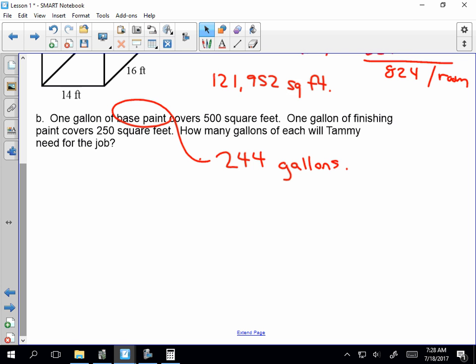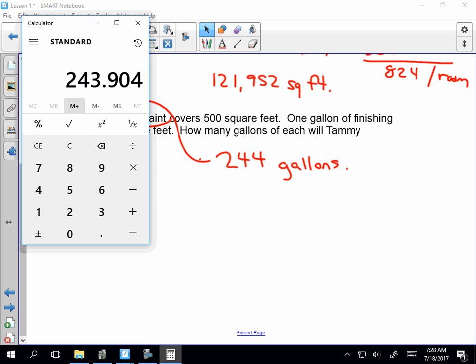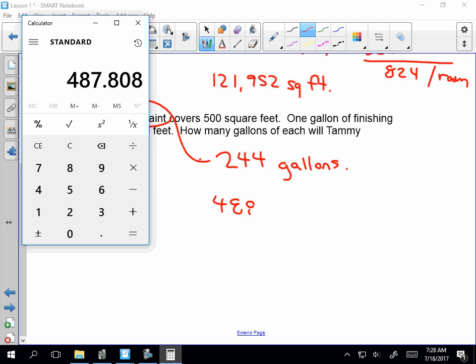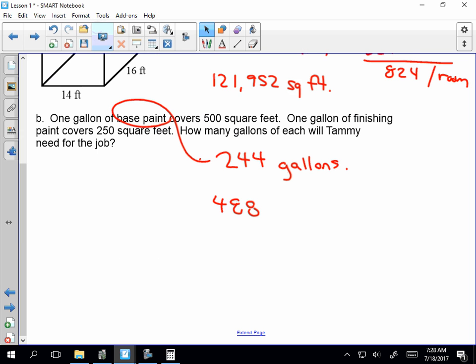and then we would do the same thing for our finishing paint. We would take our square footage, 121,952, divided by 250. We need 488 gallons, or if you notice that there's a doubling component between the two, you could do that as well. But we need 488. Remember, it doesn't matter what's after the decimal point. As long as there's something there, you have to go up to the next value.